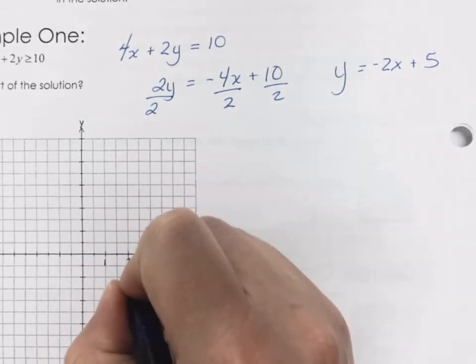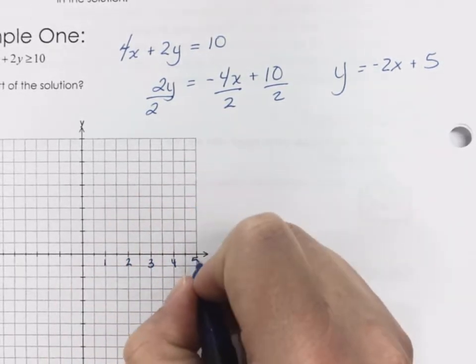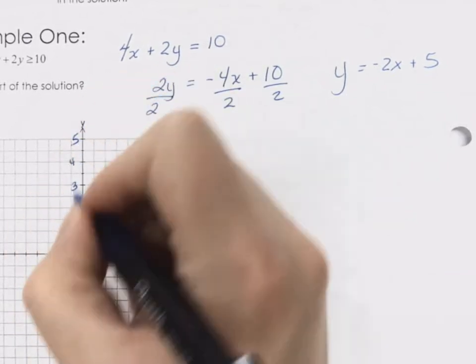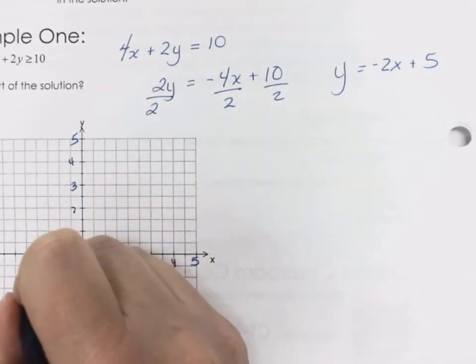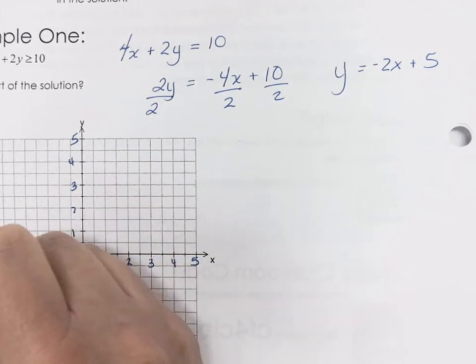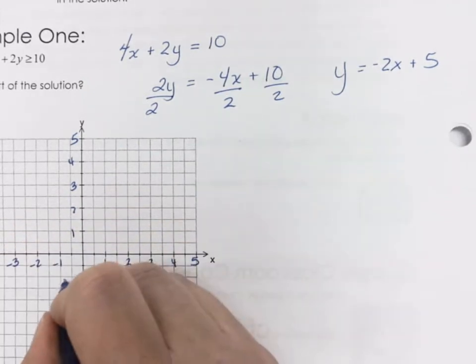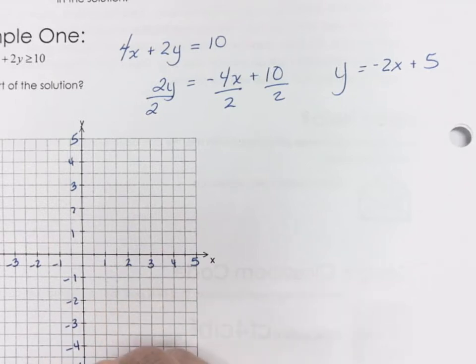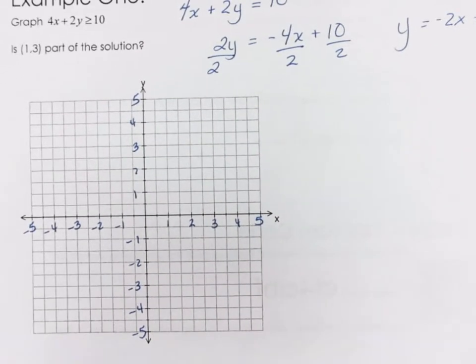So let's go up by ones. 1, 2, 3, 4. 1, 2. A table of values will help you feel more confident in what your increments should be on the graph. So if that's helpful to you, I would encourage you to do that.